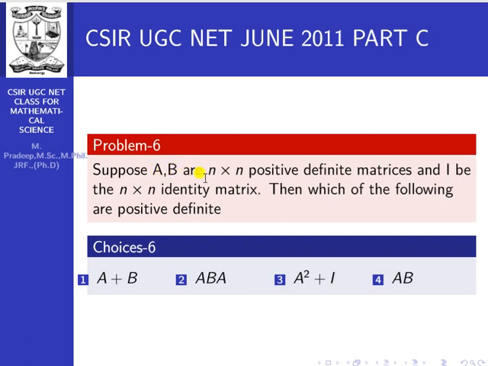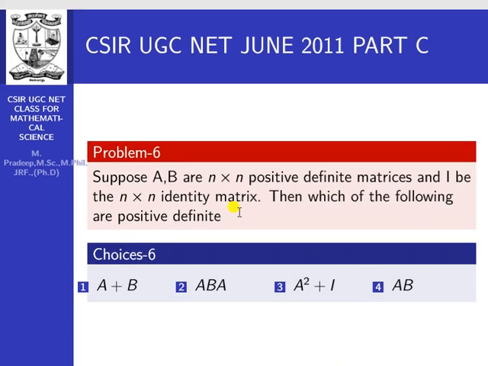Suppose A, B are n by n positive definite matrices. So A, B ன்றது both are positive definite matrices and I be the n by n identity matrix. Then which of the following are positive definite? The matrix: positive definite, indefinite, positive semi-definite, negative definite, negative semi-definite.